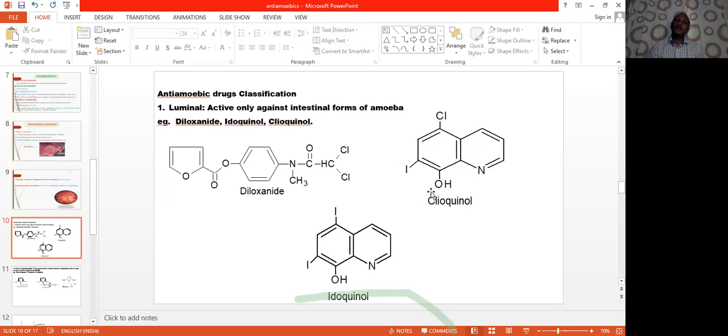And here these are quinoline derivatives, so the exact mechanism is also not known. The only proposed mechanisms are that they may inhibit the DNA synthesis or the RNA synthesis. So these are only the proposed mechanisms, but the exact mechanism is not yet known.